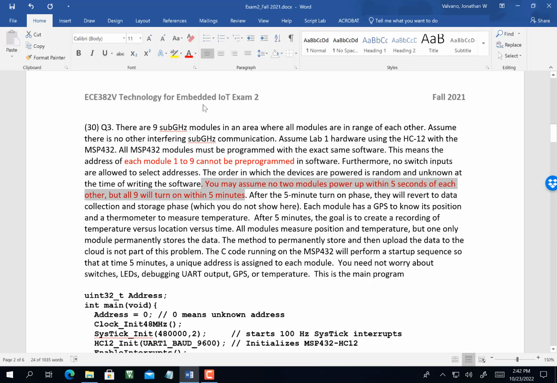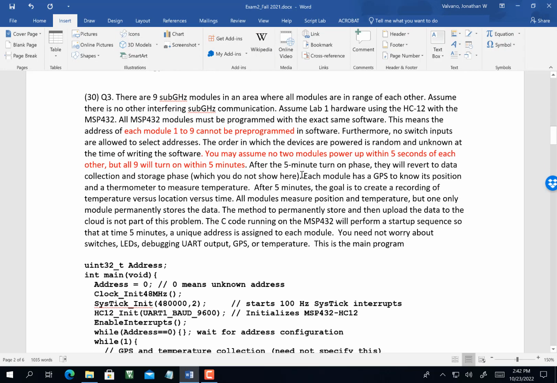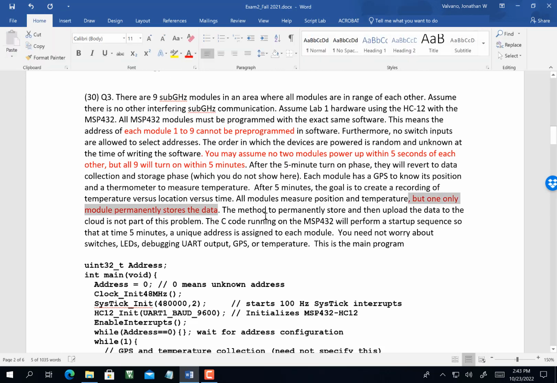Okay, so we will go through an address resolution phase for the first 5 minutes, and then we'll go into a use phase later. Obviously in this particular case it's data logging, and we will be sending data to down here where it says only one node. After the time, each node will know its position and its temperature, and we're going to record temperature versus location versus time. But only one node stores the data. That defines a star.